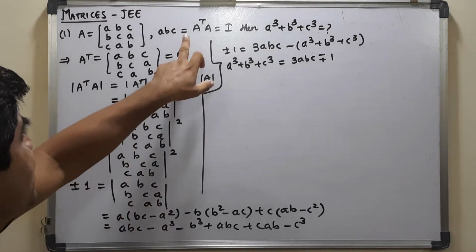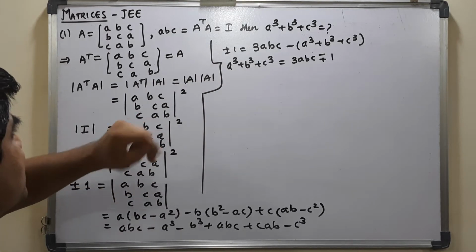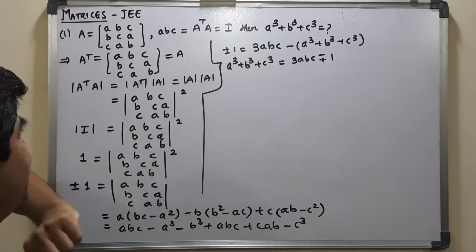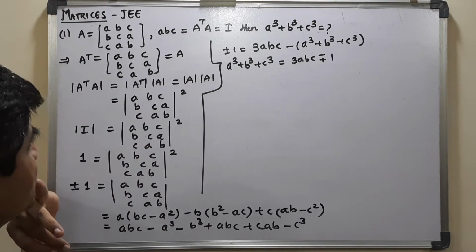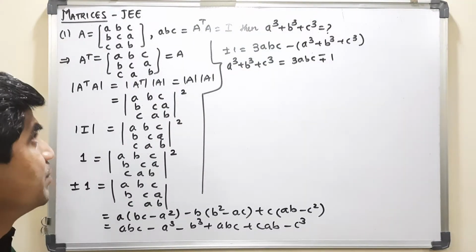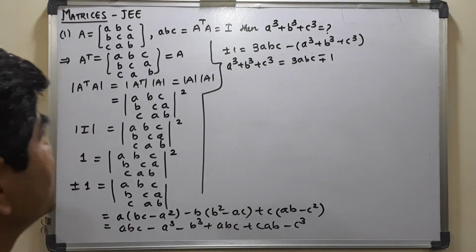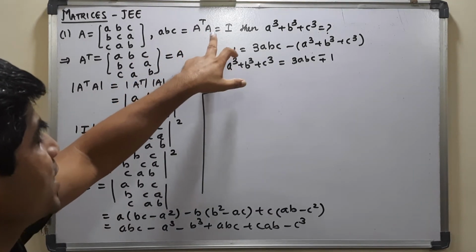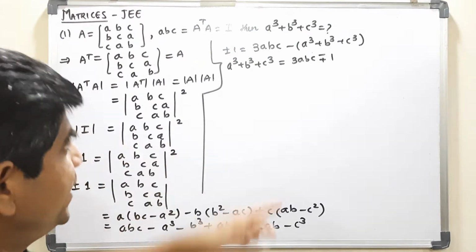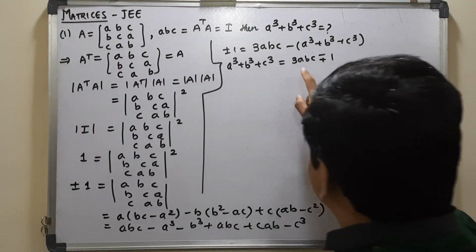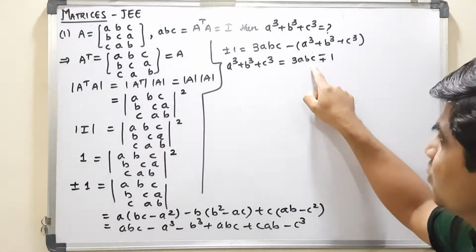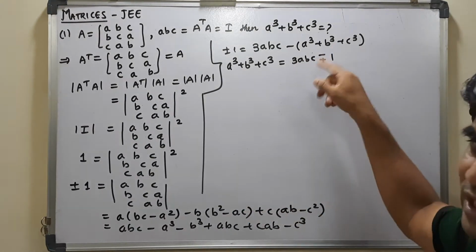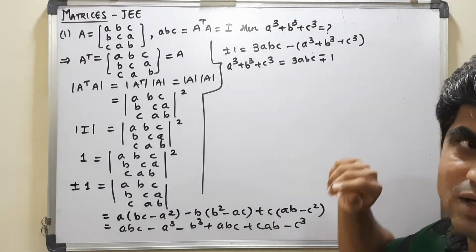Here A transpose A is a matrix, and this also is a matrix, and this ABC is a value. So probably there is some mistake with the question. It should be the determinant value. That is, ABC is determinant value of A transpose A, that is equal to 1. And if it is so, then this will become your 1. So this will become 3 minus 1 and 3 plus 1, that is equal to 2 comma 4.